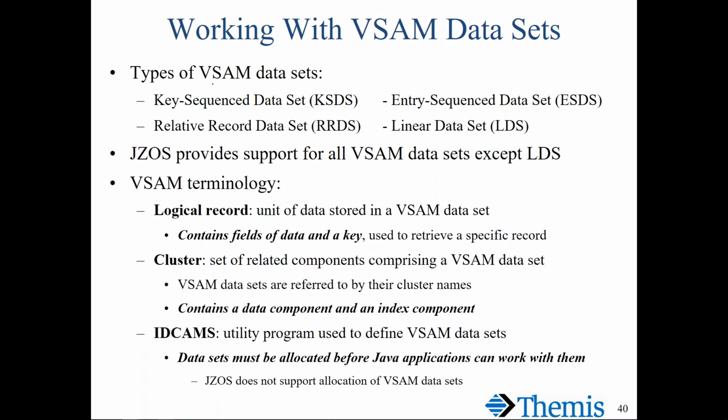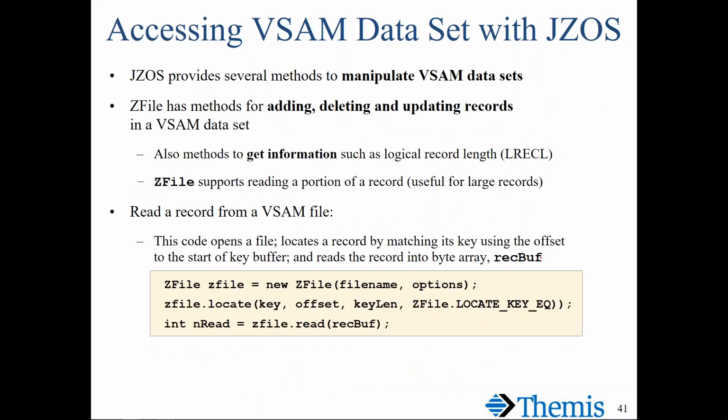So a few other capabilities of the JZOS to work with VSAM. So we've laid out a brief introduction to VSAM data sets and the fact that they include logical records and clusters, and that IDCAMS is the utility program that allows you to allocate those data sets. JZOS is not about allocating, but more about using those VSAM data sets. So here we have just a little bit of information about some of the methods that you could use to instantiate a ZFile object that can interact with VSAM, locate a record with a particular key, and then read that record into a buffer.